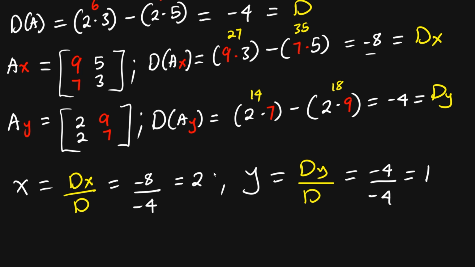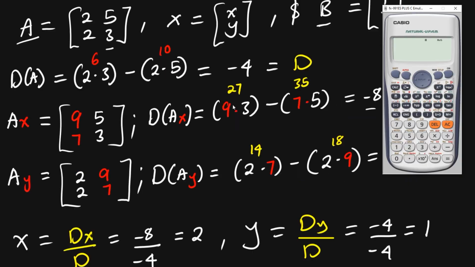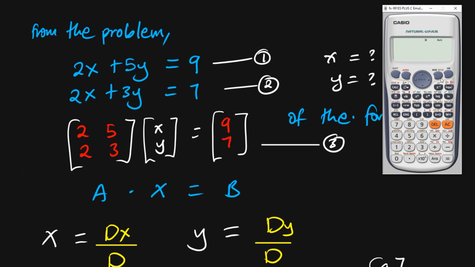But before we conclude, let's use a calculator to check the validity of the obtained values of x and y. So we go to mode, equation. These are linear equations number 1. For equation 1, the coefficient of x is 2, the coefficient of y is 5, and the value of c is 9. And for equation 2, the coefficient of x is still 2, the coefficient of y is 3, and c is 7.